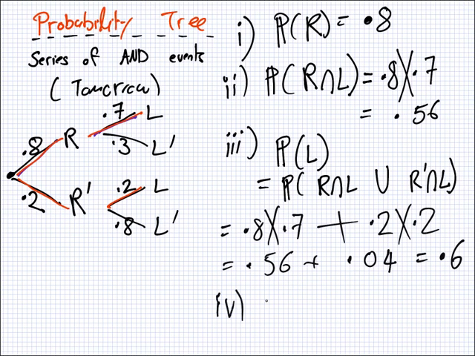Now, probability of not being late. What's that? Which is 1 minus 0.6. Yeah, 0.4. If you had a 60% chance of being late, then you have a 40% chance of not being late. You have that?